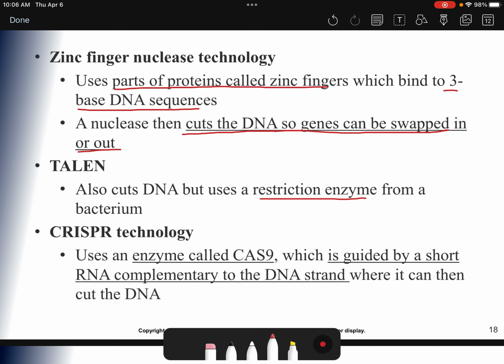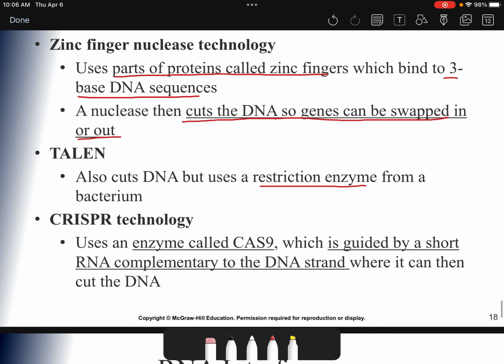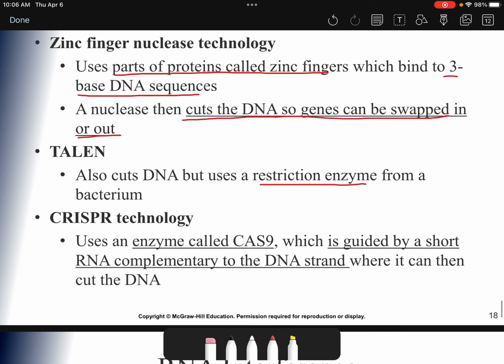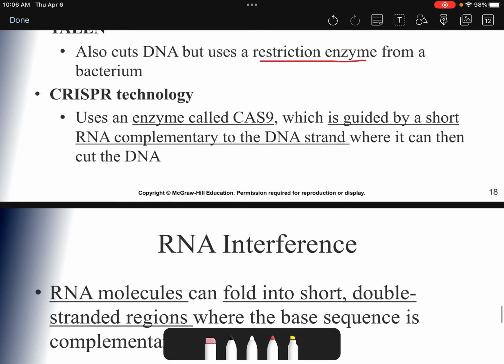And so, exciting stuff. Like I said, hopefully in your lifetime they'll be able to really treat and help people who have some of these genetic disorders, especially the ones that are only one gene, basically one base that's altered.